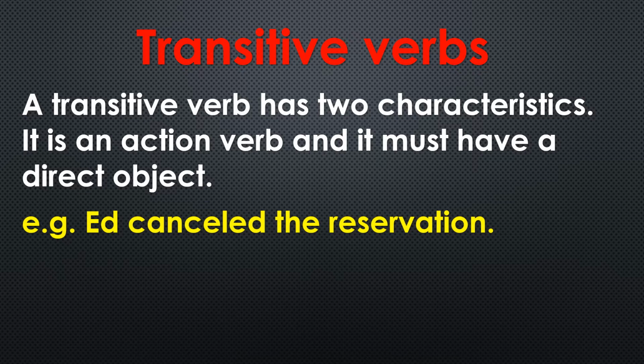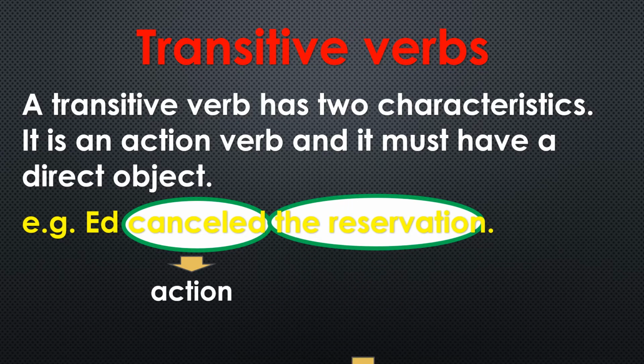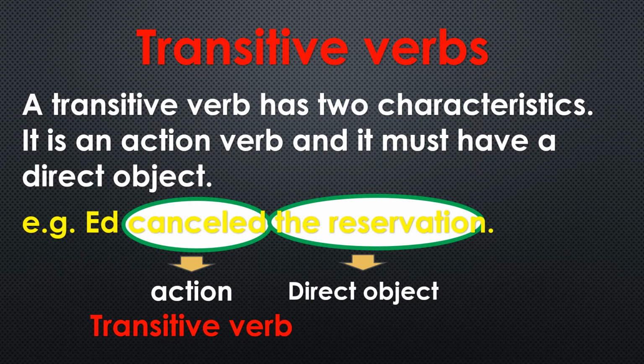For example, Ed cancelled the reservation. So Ed here is the subject, cancelled here is the action verb, and reservation is the direct object. So cancelled here is a transitive verb. Why? Number one, it's an action and it has a direct object. The direct object receives the action itself.